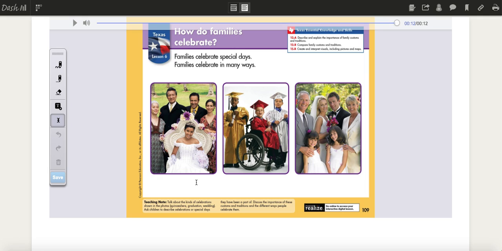Why is it important for families to continue customs and traditions? Customs and traditions help fill a need in a family by providing a sense of belonging or bond among family members.